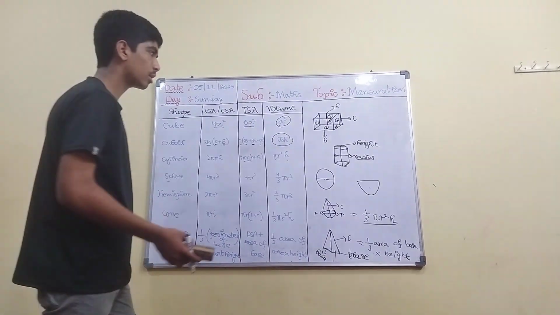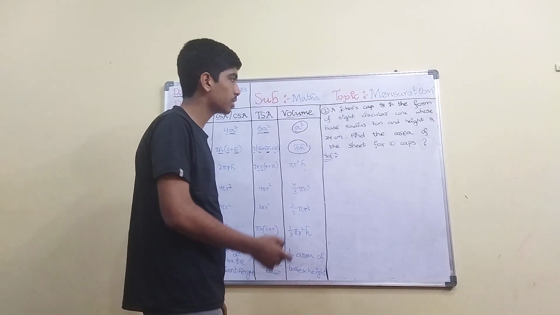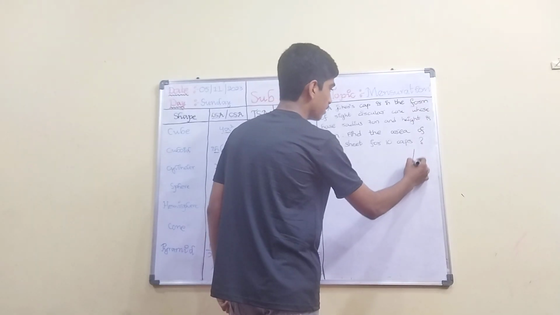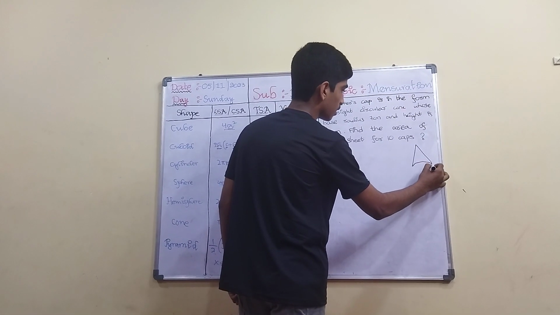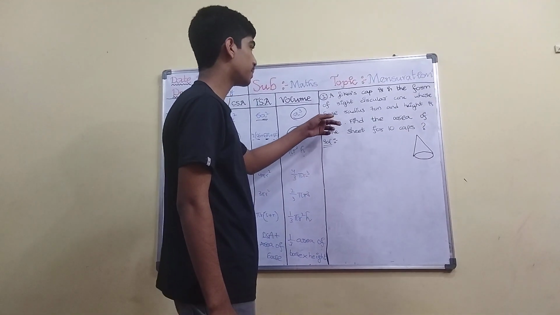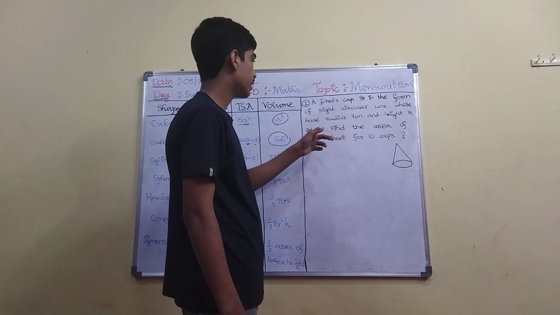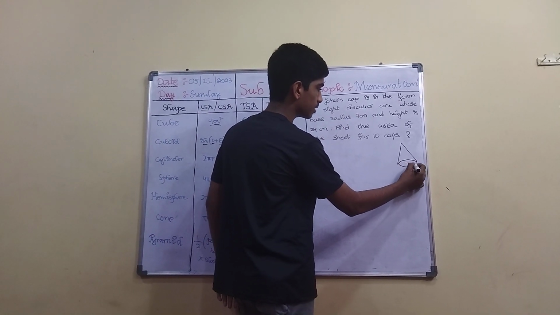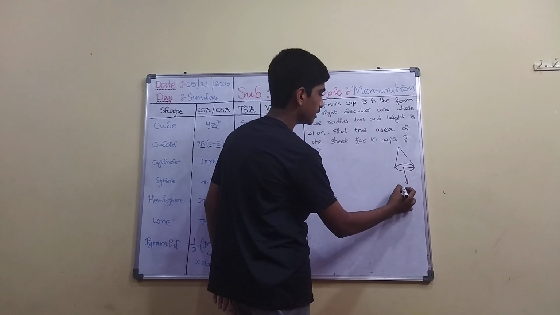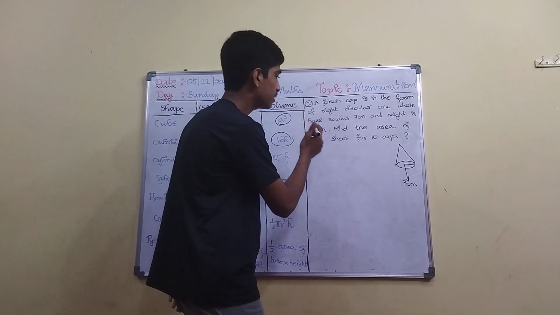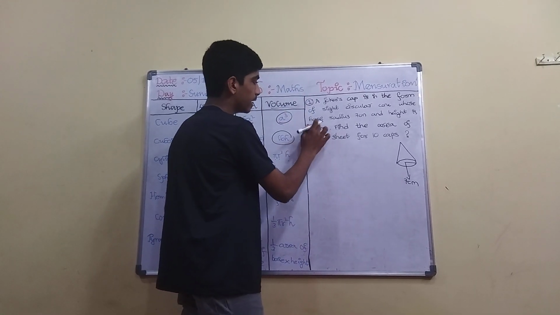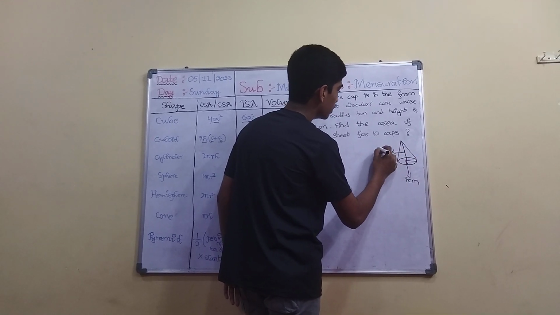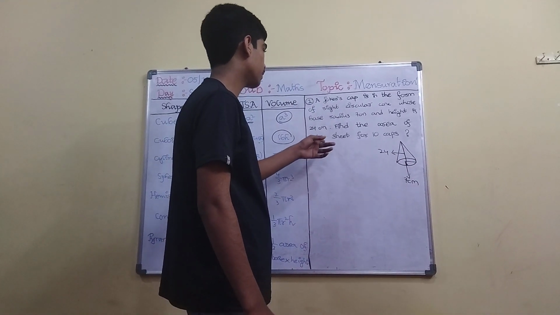Now we will enter into the problems. So the question is, a joker's cap is in the form of right circular cone. Right circular cone. First of all, we have to draw a cone. This is the cone whose base radius 7 cm and height is 24 cm. The given base radius is, this is the radius, base radius. This is given 7 cm and height is 24 cm. Not slant height, it is given height. So be careful, height. Total height is given, height 24 centimeters. Find the area of the sheet for 10 caps.